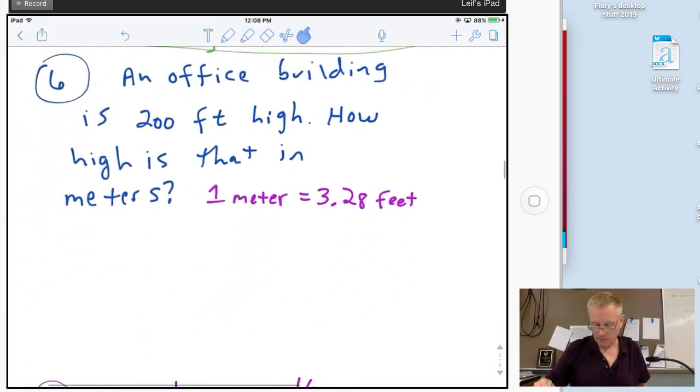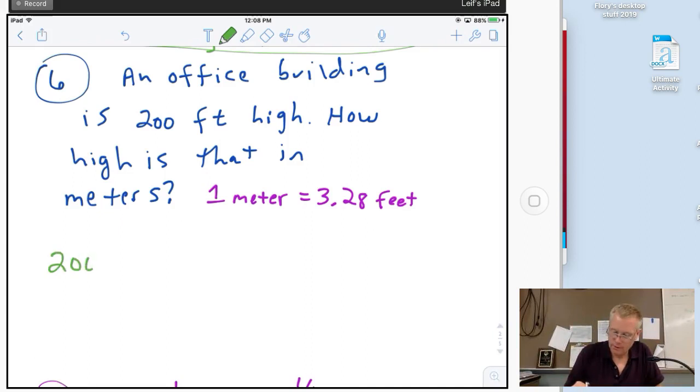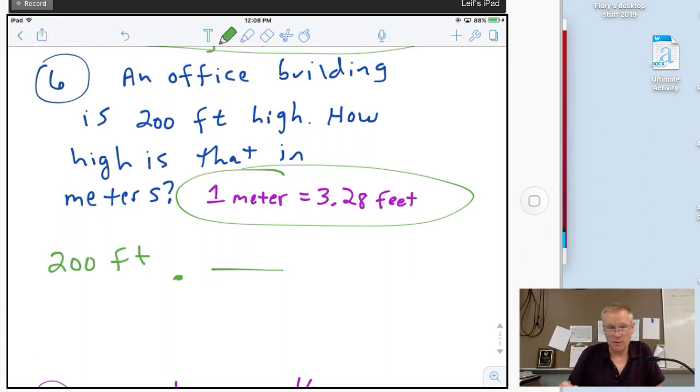All right, next one. An office building is 200 feet high. How high is that in meters? All right, so I got 200 feet. So I'm going to multiply by a ratio, right? And they gave me a conversion, which is good. Meters and feet. So I want the feet to cancel out, and I'd like to end up in meters. So since this is actually in the top of a fraction, you could always put it over 1. I want the feet in the bottom of this fraction and the meters in the top. And if I do it that way, then those cancel, and I'll be left in meters. So they told me 1 meter is 3.28 feet.